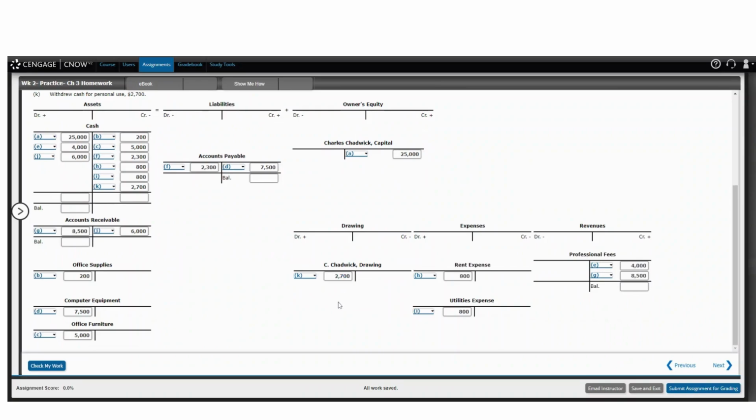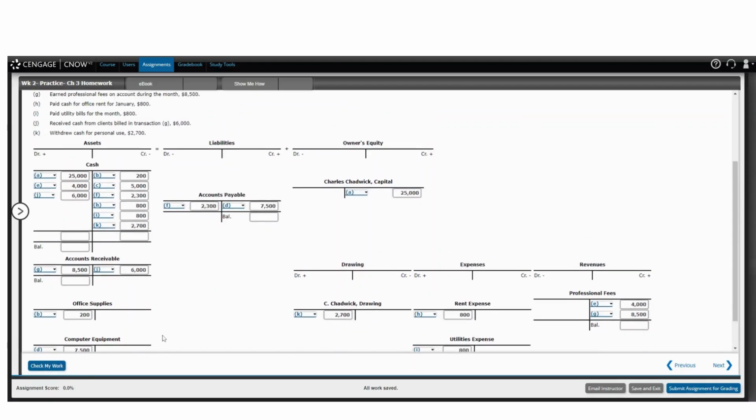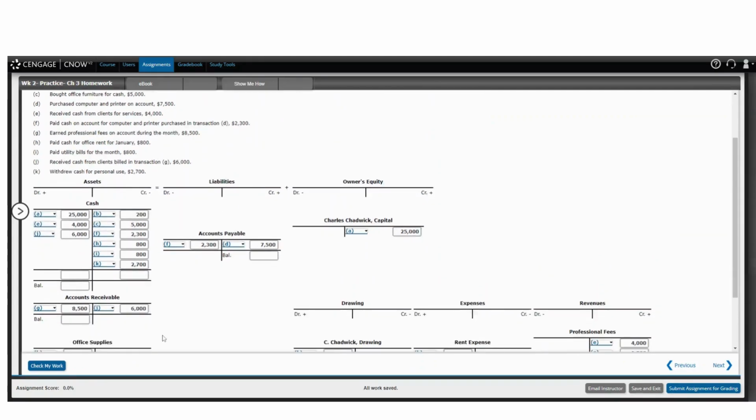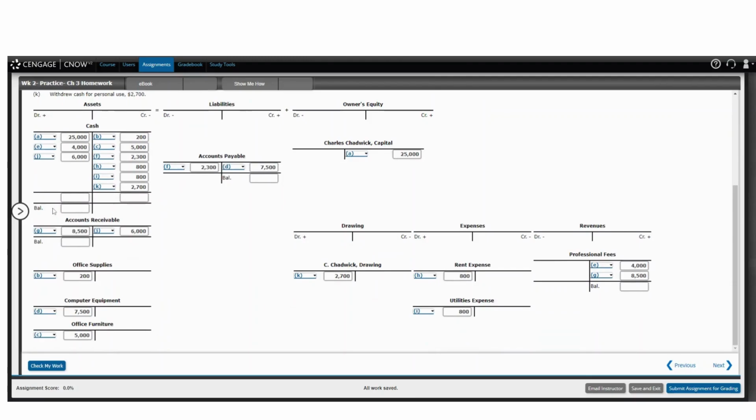All right, so we have all of these filled in. And make sure you hit check my work so you can make sure you've got everything where it needs to go. Okay, remember your numbers are a little bit different than mine, so just keep that in mind. So it's asking us to put balance amounts, right? So we're not done. We've just kind of put everything where it needs to go in the T accounts. Now we need to do some totals. So here I'm going to add up everything on the debit side for cash, and I'm going to put that number in here.